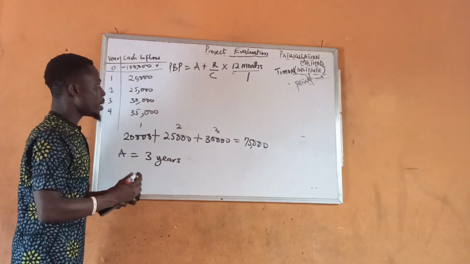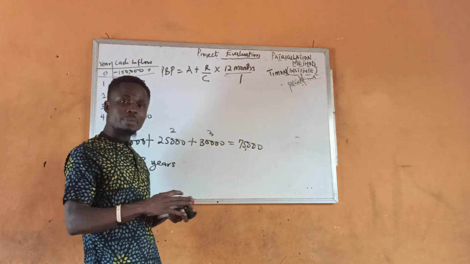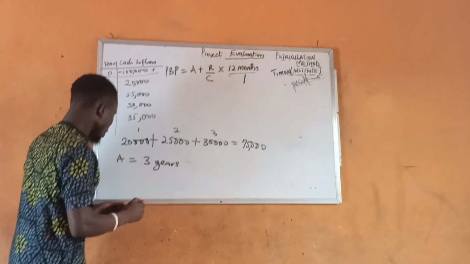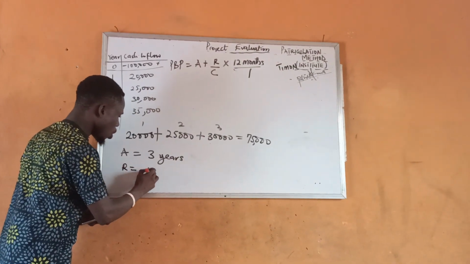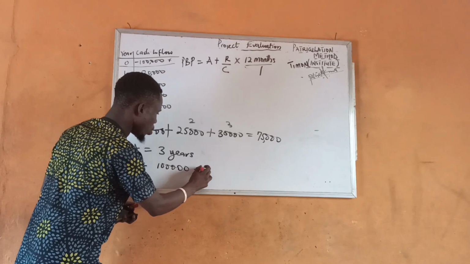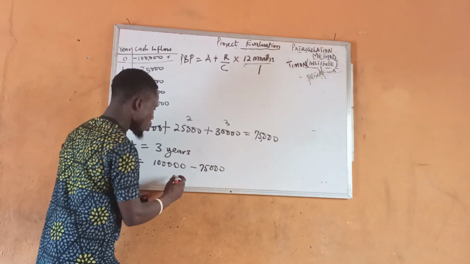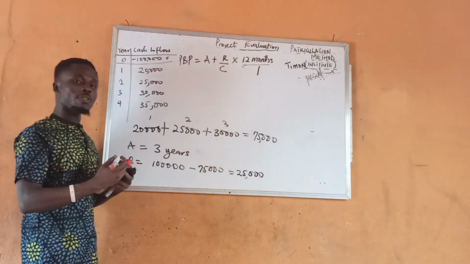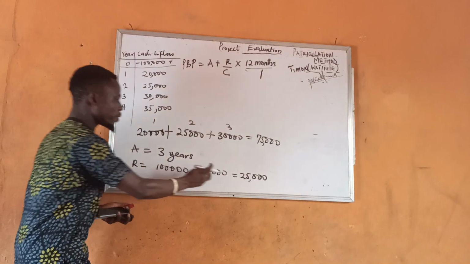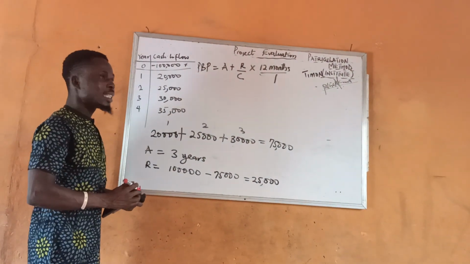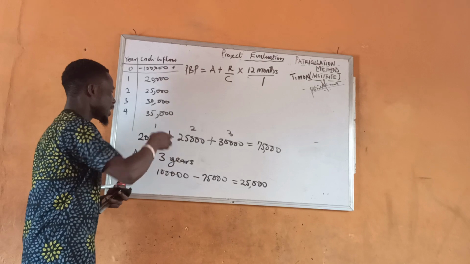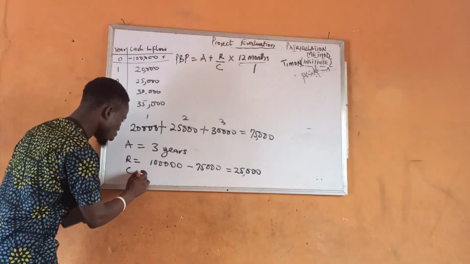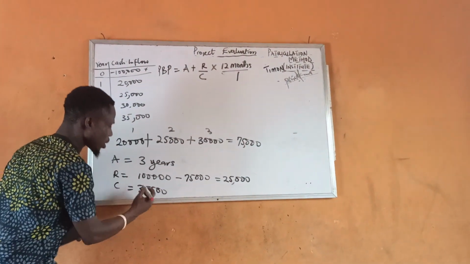Then R will be the remainder. How much is remaining from the money we invested? R will be equal to 100,000 minus 75,000, which gives us 25,000. So R becomes 25,000. Now what is C? The amount of money produced in the next year, which is this one. C becomes equal to 35,000.